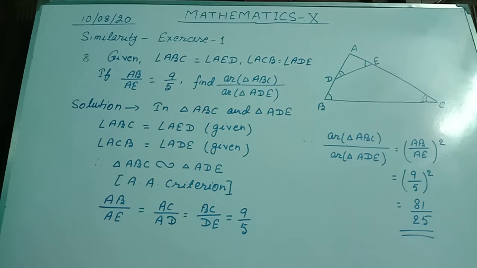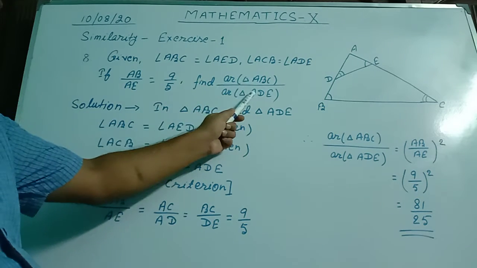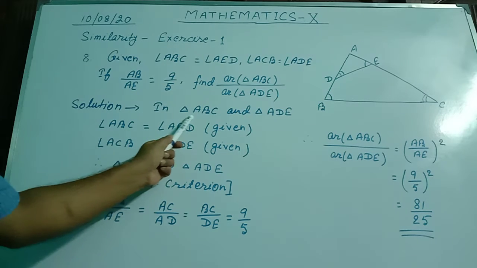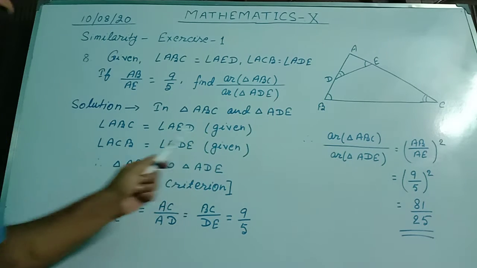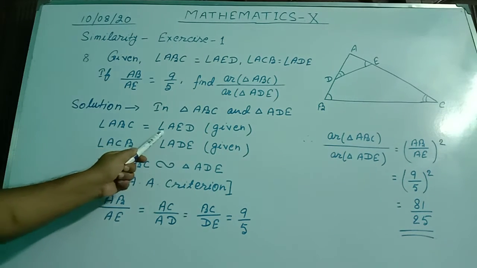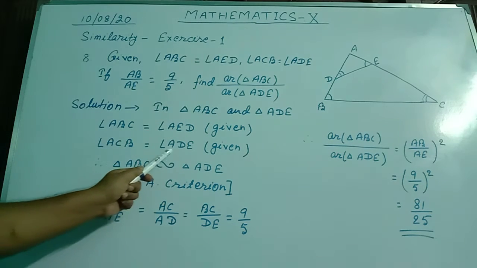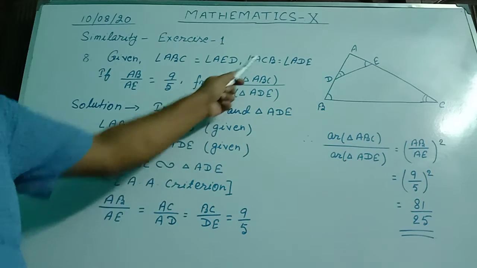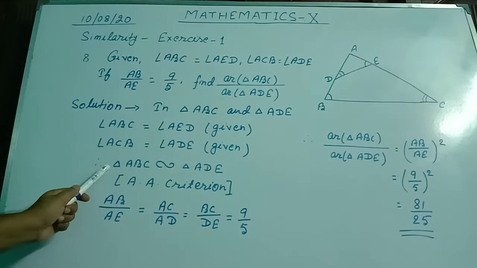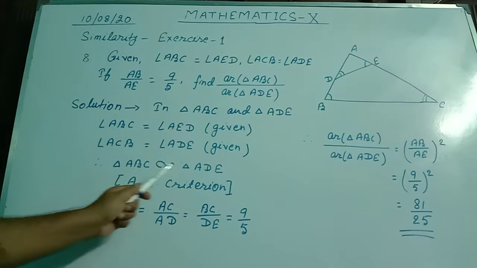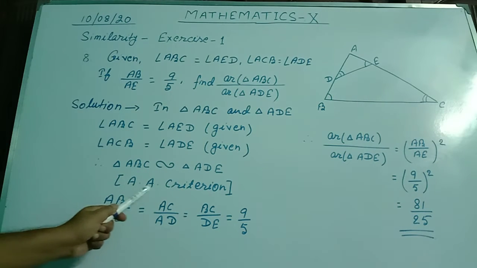So first of all, we prove these two triangles are similar. For that I have written here, in triangle ABC and triangle ADE, angle ABC equal to angle AED, given, and angle ACB equal to angle ADE, this is also given. Therefore, triangle ABC and triangle ADE are similar triangles by AA criterion of similarity.